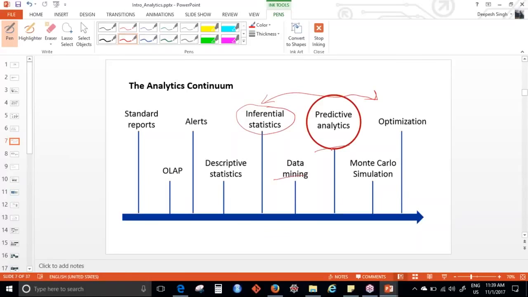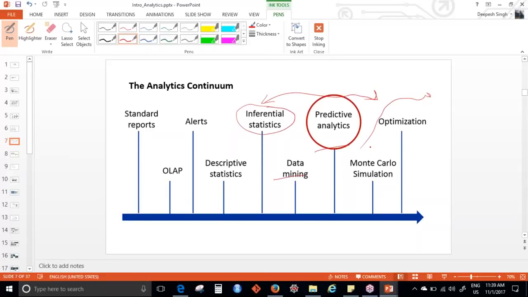Data mining and predictive analytics involves whatever data scientists do basically. This involves building the models and then predicting the future. The models will be mathematical models. We will see this later in the later slides. And the next step of this is Monte Carlo simulation and optimization.